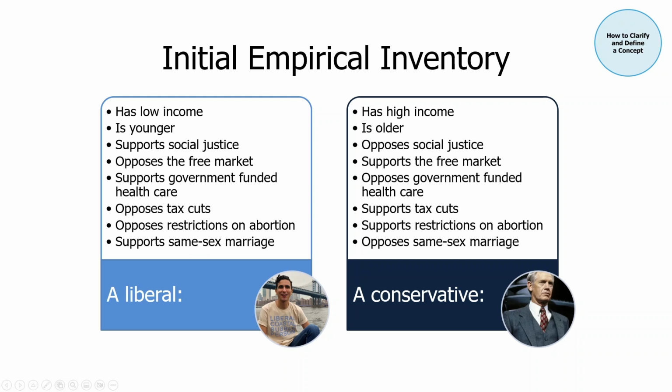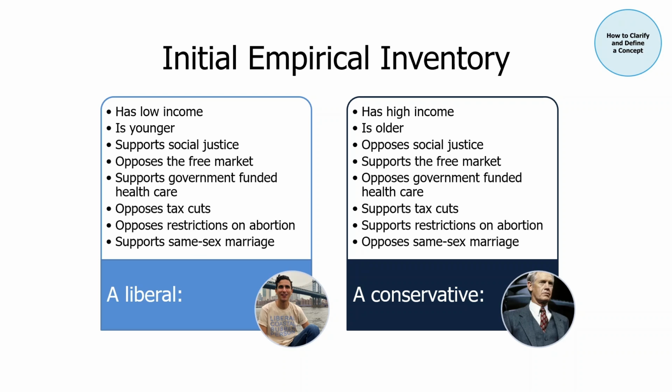For example, we might say this. When we think about a liberal, we might think of someone who has lower income. And we might think of a conservative as someone who has higher income. Low income, high income. See, there's the concrete. They do vary. We can measure income. You might think of a liberal as younger, a conservative as older. So there again, we have something that's eminently measurable and varies.